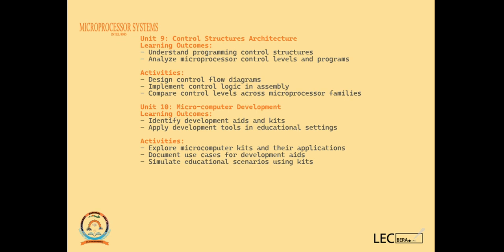So we are going to identify development aids and kits, and apply development tools in educational settings. We actually have training kits which are built using the 8085 microprocessor. I'm going to show you when we meet for the physical class. The activities you are supposed to perform are to explore microcomputer kits and their application, document use cases for development aids, then simulate educational scenarios using kits.